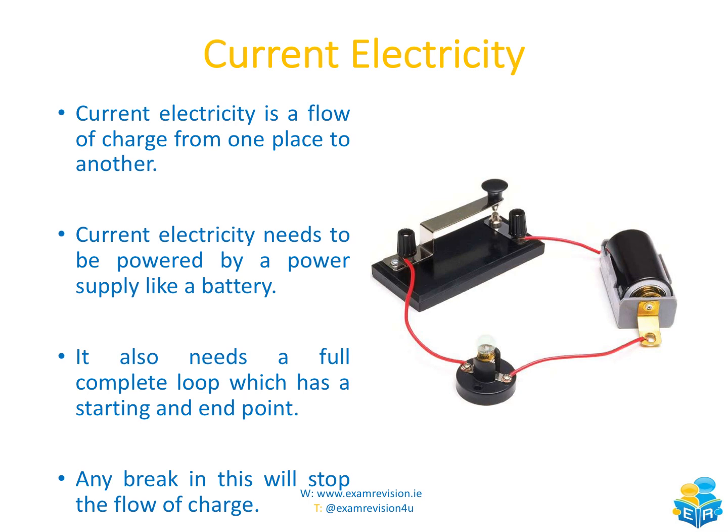Current electricity, on the other hand, is a flow of charge from one place to another. It's not a build-up in one place, we have the flow of charge going from one place to another place. Current electricity needs to be powered by a power supply, and one which you would have come across is just a battery or a battery pack, which we can see over here on the right hand side, a simple form of a power supply. It also needs to have a full complete loop, which has a starting point and an end point. At any point, if there was a break along the circuit, the flow of charge is going to stop. So it has to be a continuous loop.